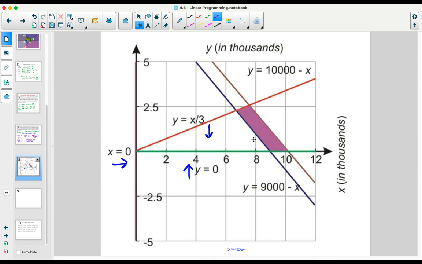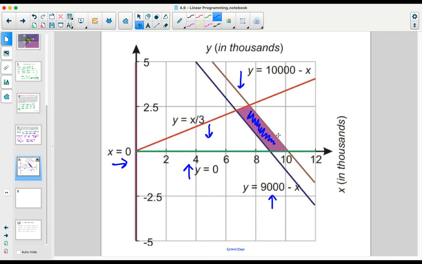And then we are above 9,000 minus x and below 10,000 minus x, which is this one over here. And here is our region right here. This is where we're going to see our 5-part shading for all of those inequalities.